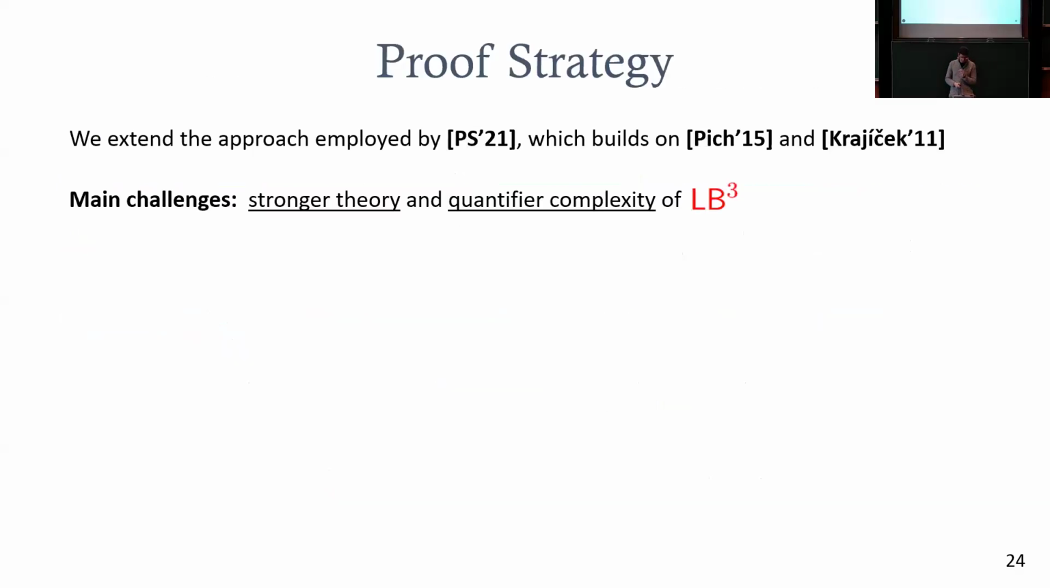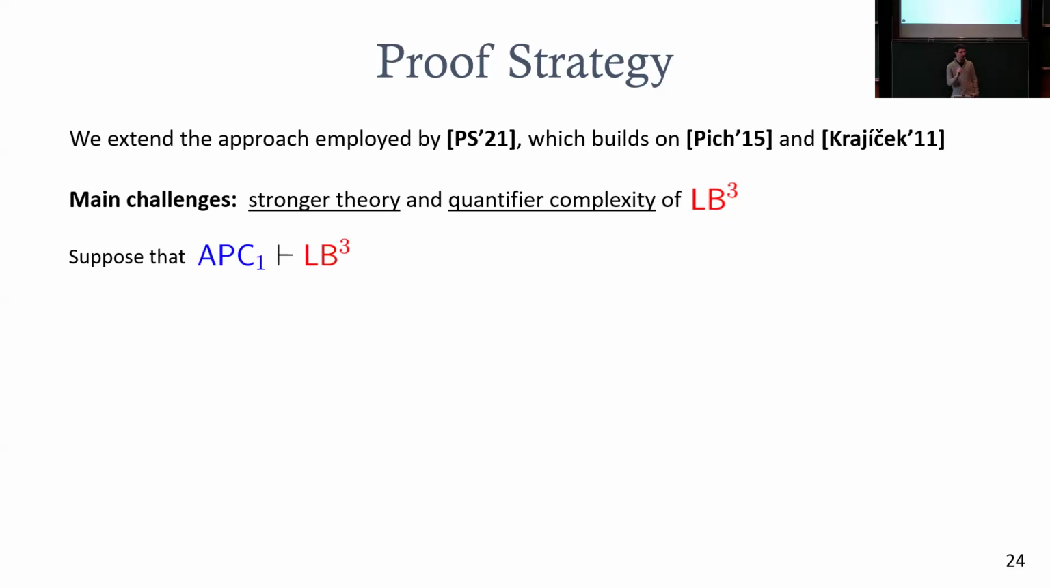Okay, so let me, in 1 minute, tell you about the strategy for this proof. So we build on the Pich and Santhanam unprovability result. The challenge now is that we have a stronger theory, and the quantifier complexity of this lower bound sentence is also higher. It talks about the third level of the polynomial hierarchy. So this is similar in spirit to going from depth 3 circuit bounds to depth 5 circuit bounds, in terms of analyzing what's going on. So it's a little bit more challenging.